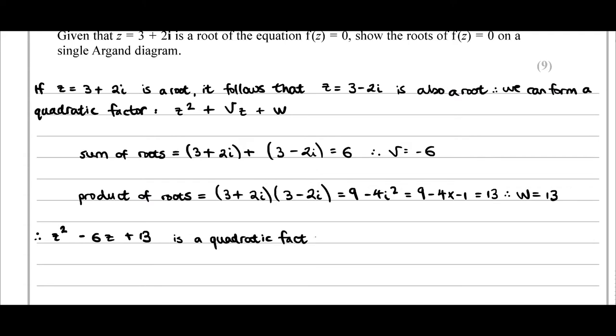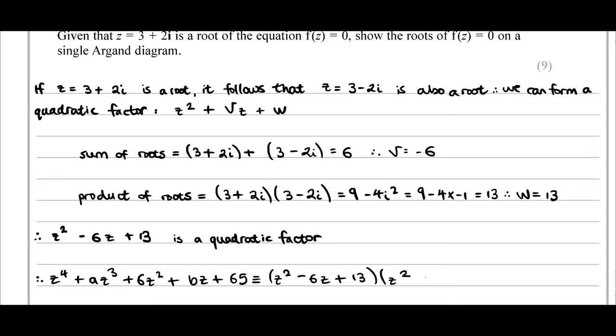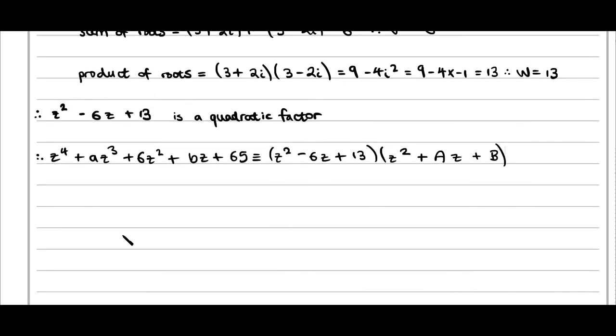Now, what does that mean? It means, therefore, that z to the 4 plus az cubed plus 6z squared plus bz plus 65 will be equivalent to our quadratic factor z squared minus 6z plus 13, lots of z squared plus az plus b, where a and b are integers to be found. And we can find these integers by comparing coefficients. So let's write that down.